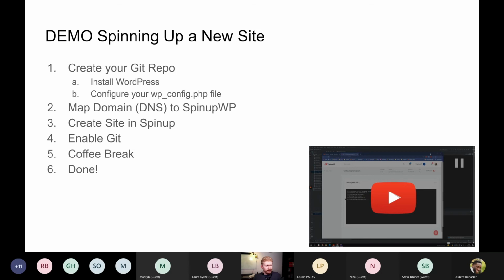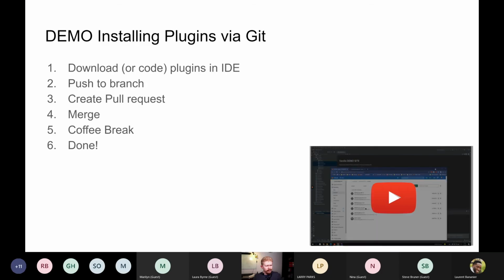So this is the short man's list of what I did in order to create a site and attach it to a GitHub repository. And there's great documentation available from the Spinup crew as well. And now my last quick demo is how do you code and how do you push code to your environment?